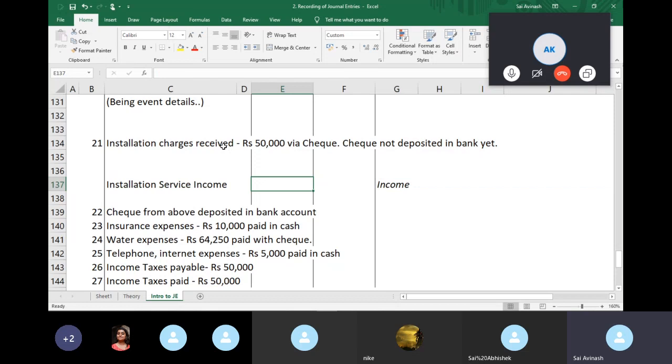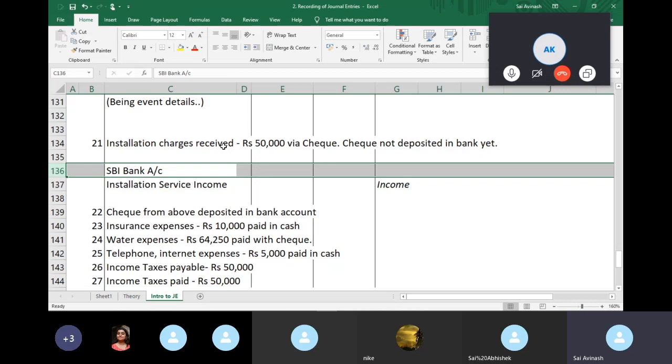Right? The second one, typically what would we do? We have received money and if we receive a check, we deposit it in the bank. So it will typically be the SBI bank account. But the problem is we have been informed by this text that we have not deposited the check. So if I were to debit my bank account, that will imply that I have gone ahead and deposited the check. But if I look at my bank statement, I won't see the 50,000 rupees because I have not deposited the check yet.